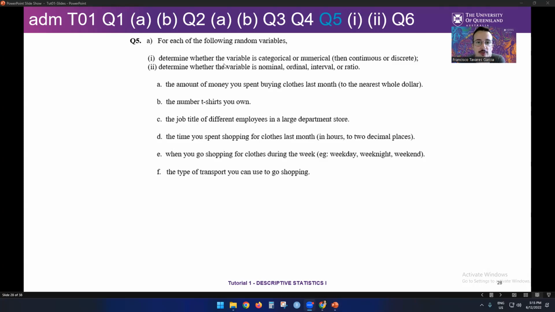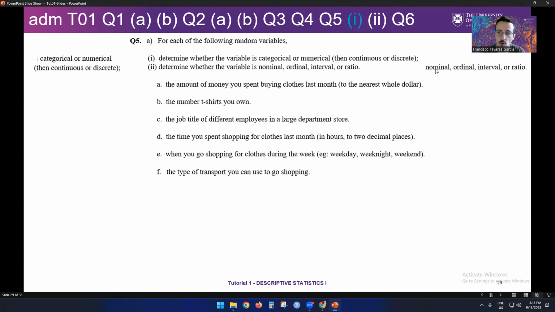For each of the following random variables, let's try on one side, and I will already show you what I'm planning to do. I would like you guys to write it on the left and the right. Left side, let's say if the data is categorical or numerical, and in case it's numerical, if it's continuous or discrete. And on the other hand side, let's say if it's nominal, ordinal, interval, or ratio.